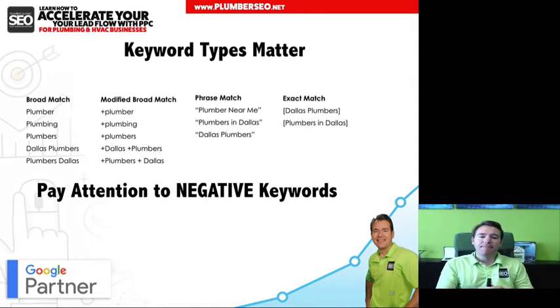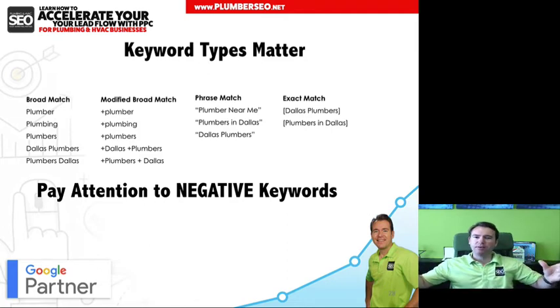Alternatively, the match types I really like are modified broad match and phrase match. Modified broad match is where you have a little plus sign in front of the keyword, like plus plumber, plus plumbers, plus near, plus me. Anything you put in modified broad match like that is going to combine any variation of two words in any order with anything before or after it, which can be really great.